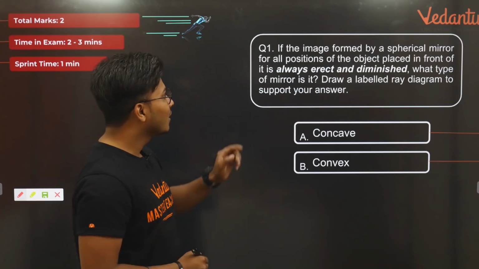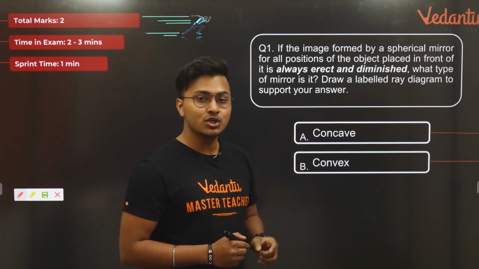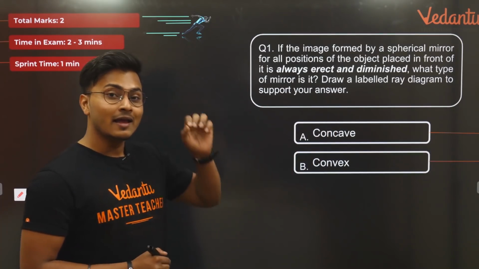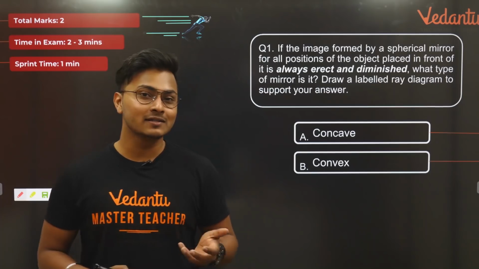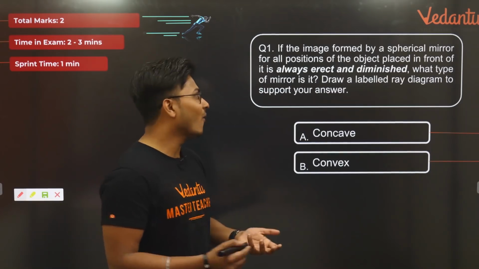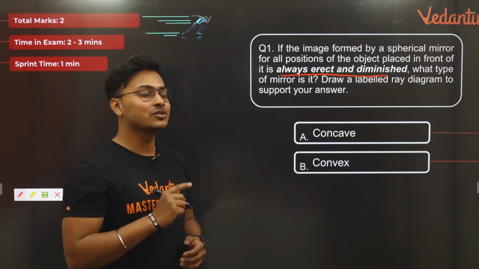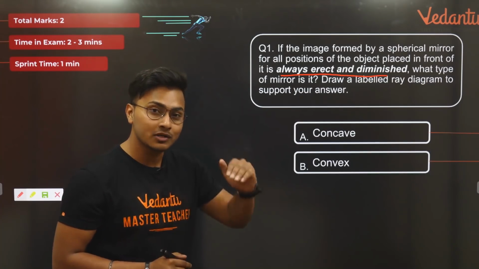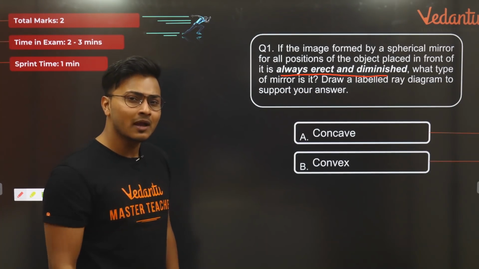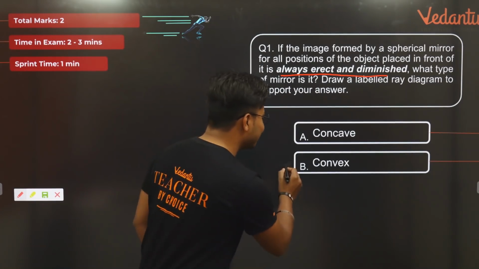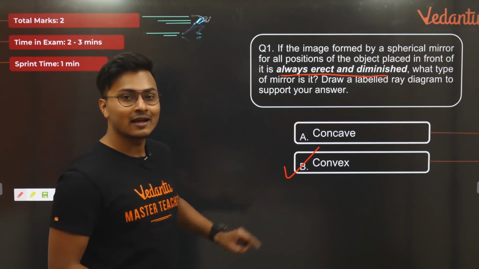Look at this question. If the image formed by a spherical mirror for all positions of the object placed in front of the mirror is always erect and diminished, what type of mirror is it? I mean, come on, it's so simple. Always erect and diminished. There is only one mirror which forms always erect and diminished image, always a virtual image. And which is that mirror, my dear students? Without any issues, you can say option A or option B. I truly know you know the answer. That is nothing but convex mirror. That is superbly great, guys. You guys are awesome. Yes, convex mirror is the correct answer.